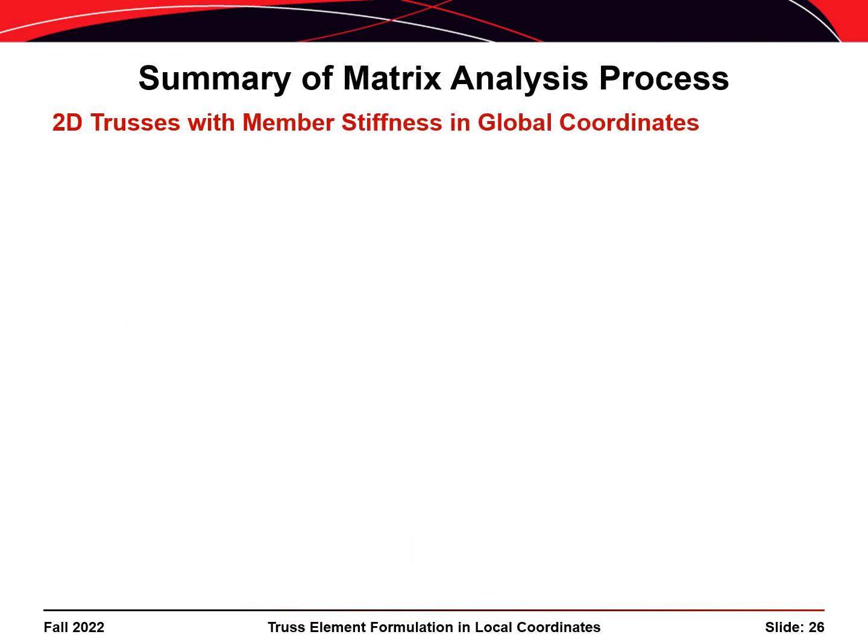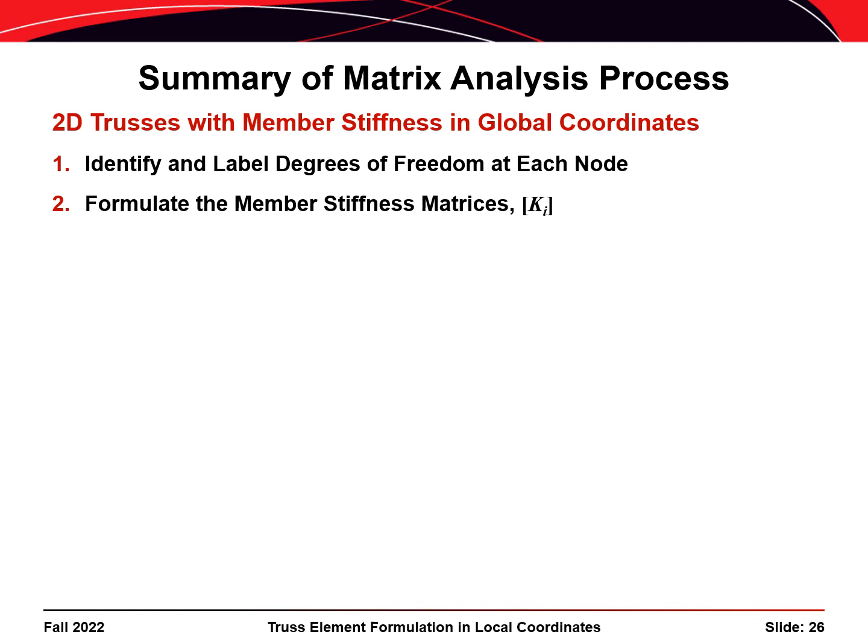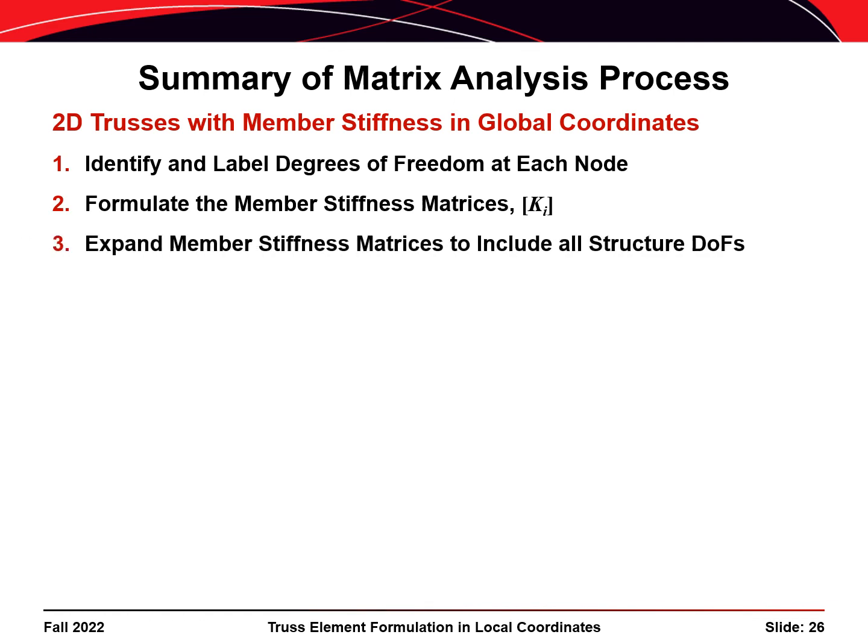In conclusion, this slide outlines the process for the matrix analysis of a 2D truss with member stiffness formulated in the global coordinates. First, we identify and label the degrees of freedom at each node. And second, we formulate the stiffness matrix for each of the members in the truss. Next, we expand each of the member stiffness matrices to include all of the structure's degrees of freedom, and then assemble the global stiffness matrix K.